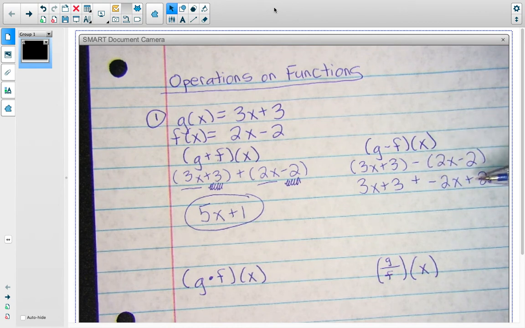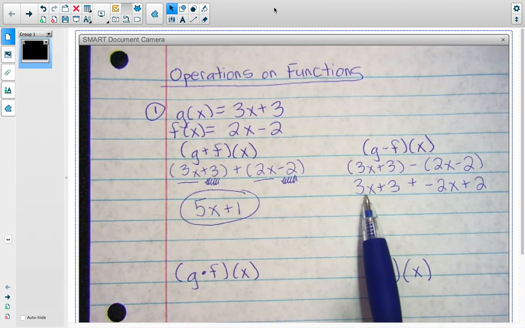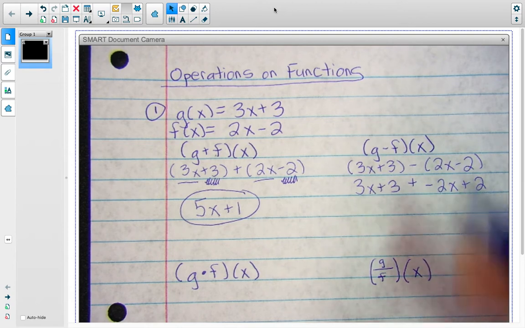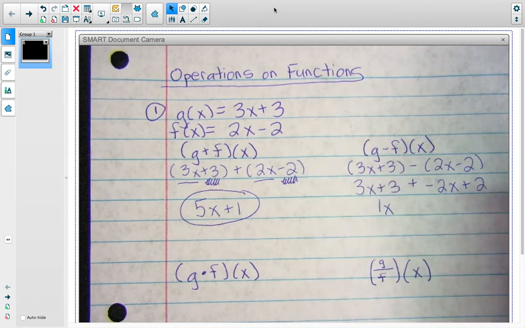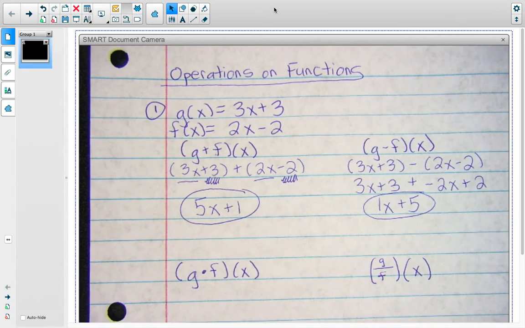Now, you only do this for subtraction, and you only do it if you feel like you need this extra step, which is perfectly fine. So now when I add these together, it's an addition problem, which most people are better at. 3x plus negative 2x is 1x. You don't have to put the 1 there if you don't want to. It's not necessary at all. And 3 plus 2 is 5. So if you had x plus 5, we're speaking the same language. It's the exact same thing.